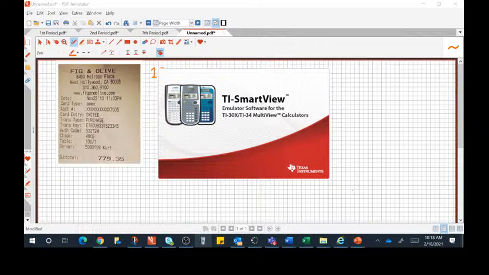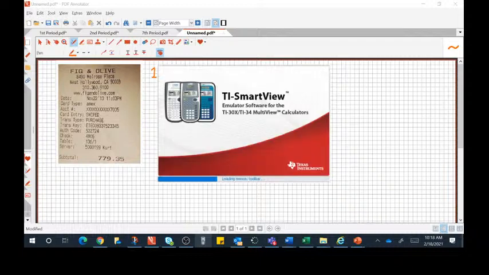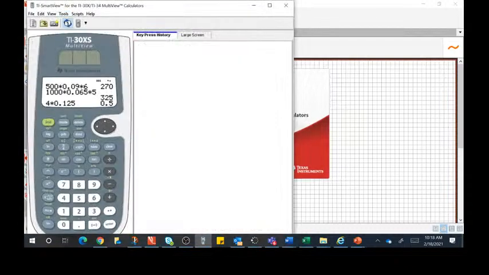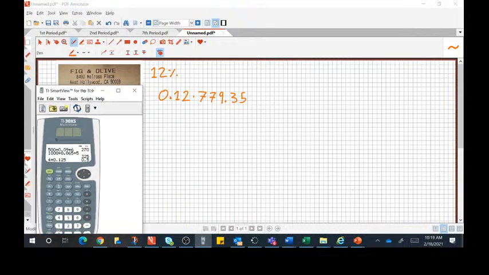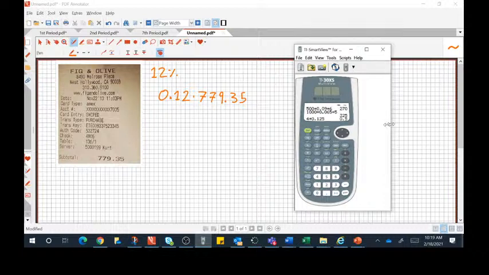Oh boy, TI Smart View emulator software for the TI-30X and TI-34 MultiView calculators from Texas Instruments, initializing, loading menus, toolbars, validating software license. It's going to make me keep going. Okay, there we go. Alrighty then. Here we go.